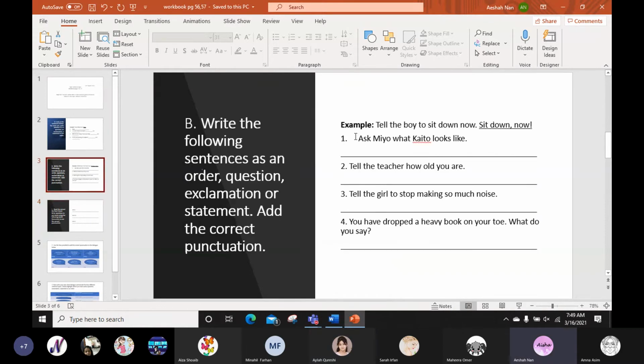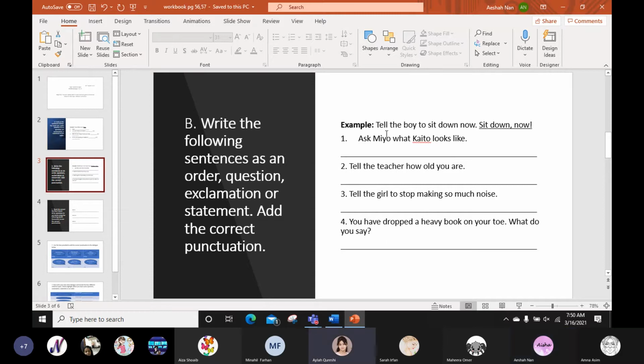Part B. Okay. Ask Mayo what Cato looks like. Over here, we have been given the sentence and we need to convert them. The question is: write the following sentences as an order, question, exclamation, or statement. So over here, ask is there. So this sentence can be converted into a question. So we have changed it to: what does Cato look like?